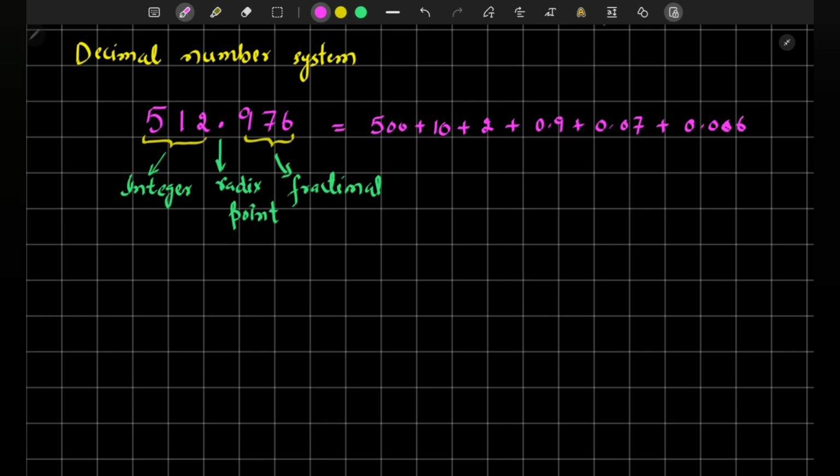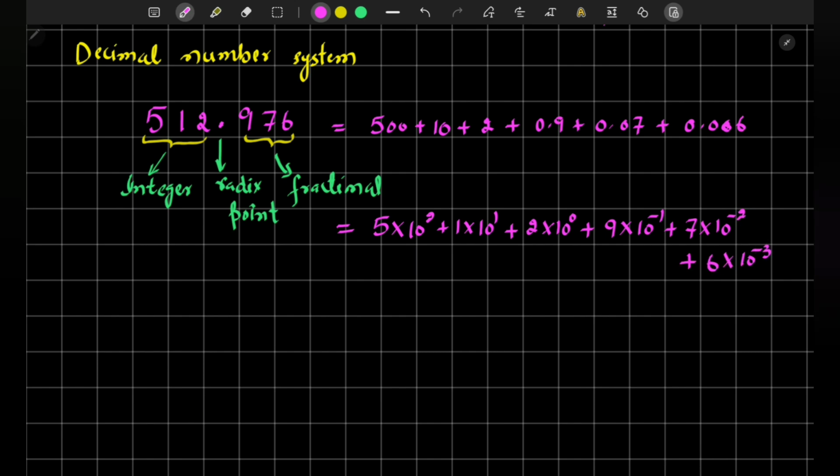512.976. We can further simplify this as 5 multiplied by 10 raised to power 2 plus 1 multiplied by 10 raised to power 1 plus 2 multiplied by 10 raised to power 0 plus 9 multiplied by 10 raised to power minus 1 plus 7 multiplied by 10 raised to power minus 2 plus 6 multiplied by 10 raised to power minus 3.